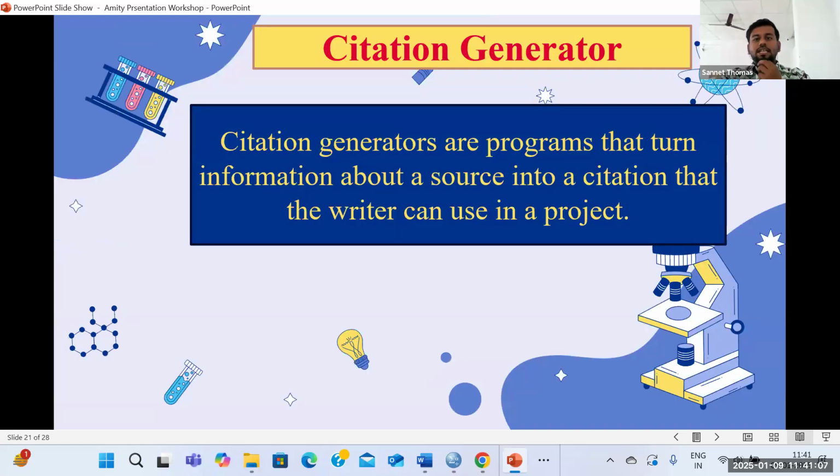So the next one is citation generation, or citation generators. These are programs that turn information about a source into a citation that the writer can use in a project. Say, for example, if you are conducting research, see what you have to do.